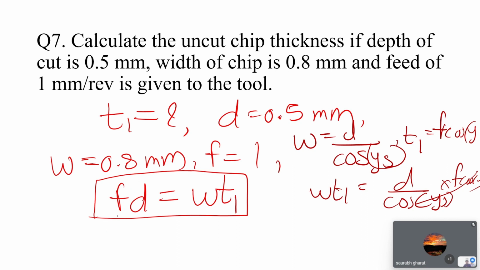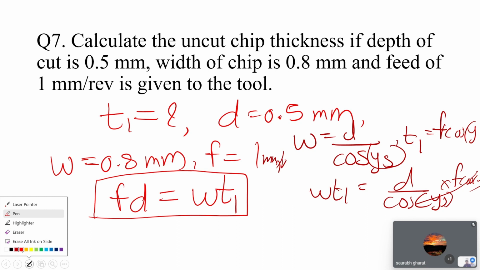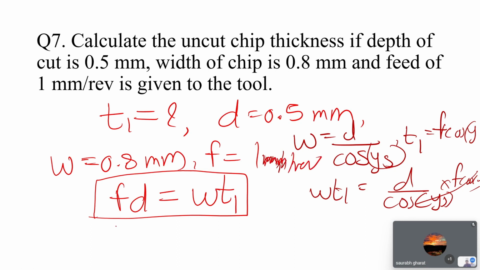You have F, which is 1 millimeter per revolution. It is mentioned in the formula that it will be 1 millimeter per revolution, so your F will be equal to 1. Your D is equal to 0.5, and your width is equal to 0.8 millimeter, so 0.8 into T.